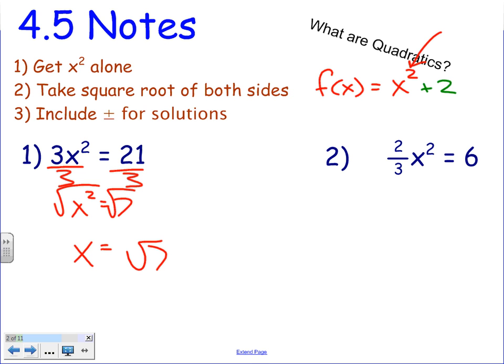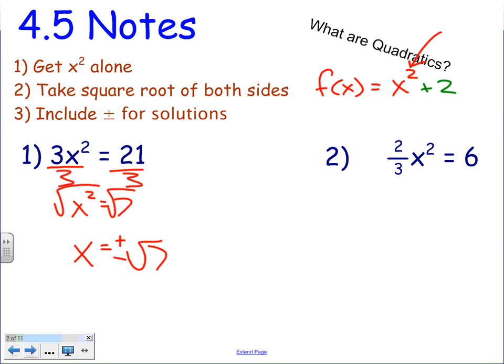Now, the other thing that we have to add to this is a plus minus. Because since we're solving, you think, what numbers work? Well, if we take the negative square root of 7 and square it, a negative times a negative cancels out, the square root and the square cancel each other out, and you're left with this 7. So plus and minus is always going to happen when you're solving and taking the square root.